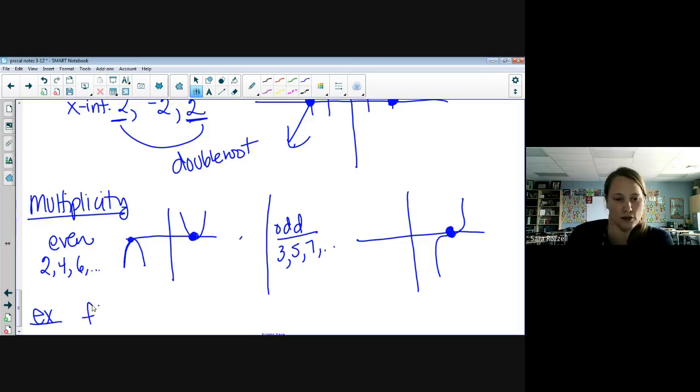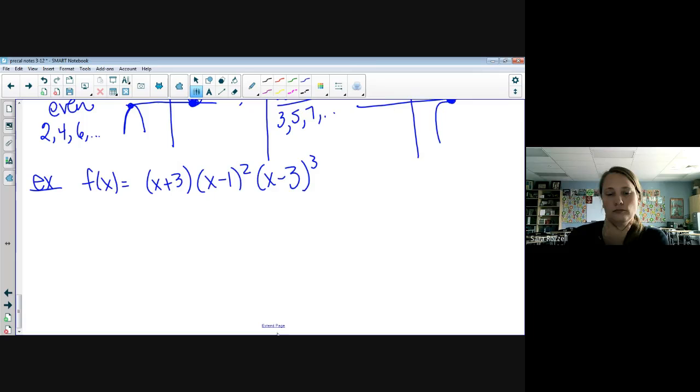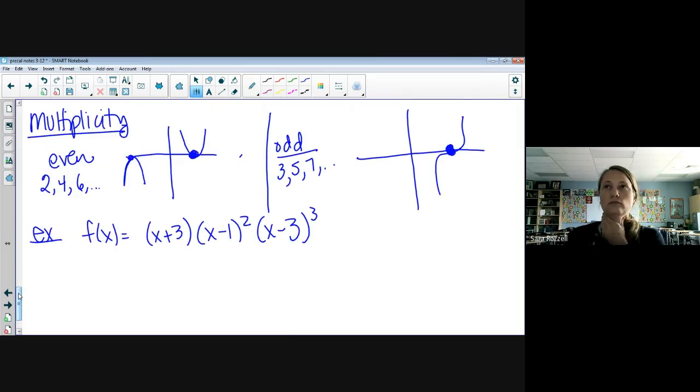Let's have this be our graph. We have x plus 3, x minus 1 squared, and x minus 3 cubed. So we always want to know what degree it is so we can figure out the end behavior and then what the y-intercept is.